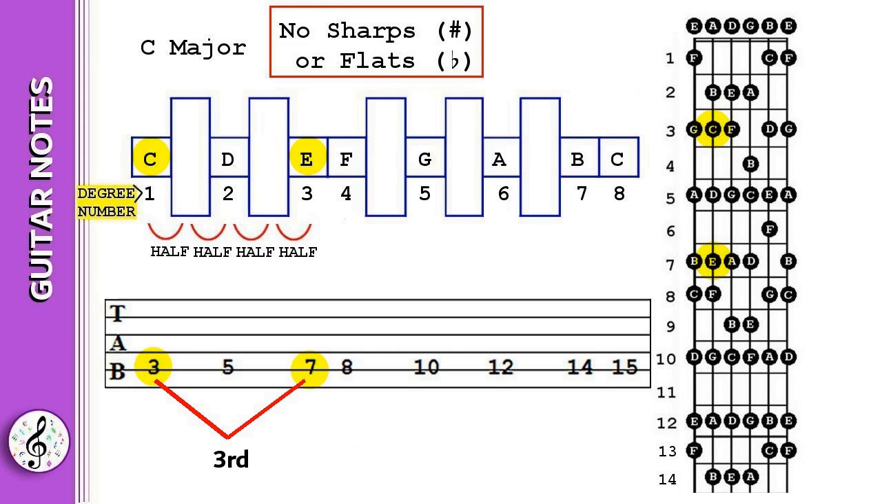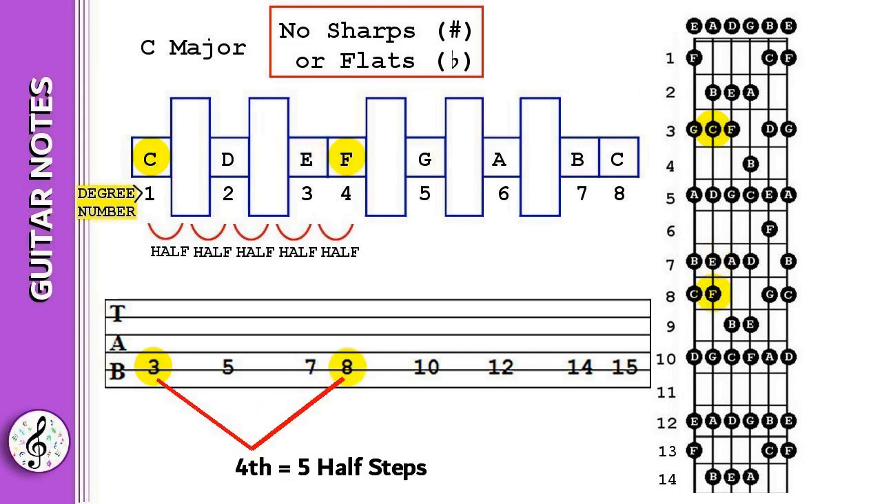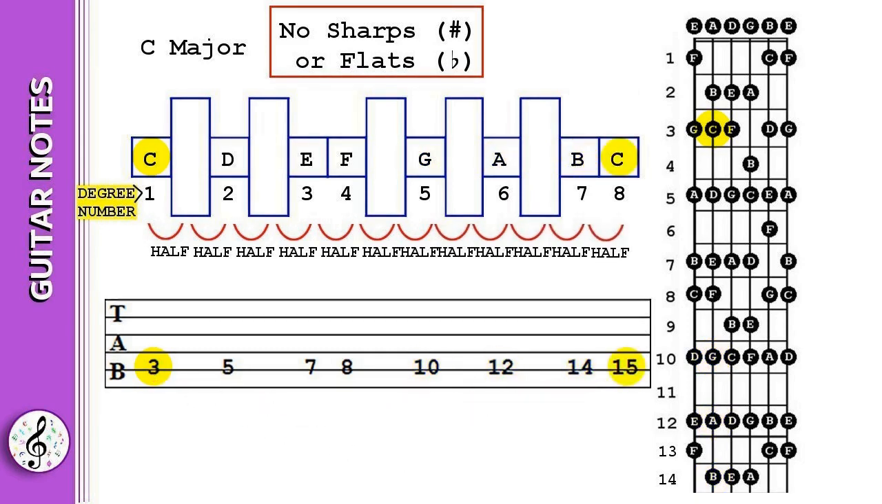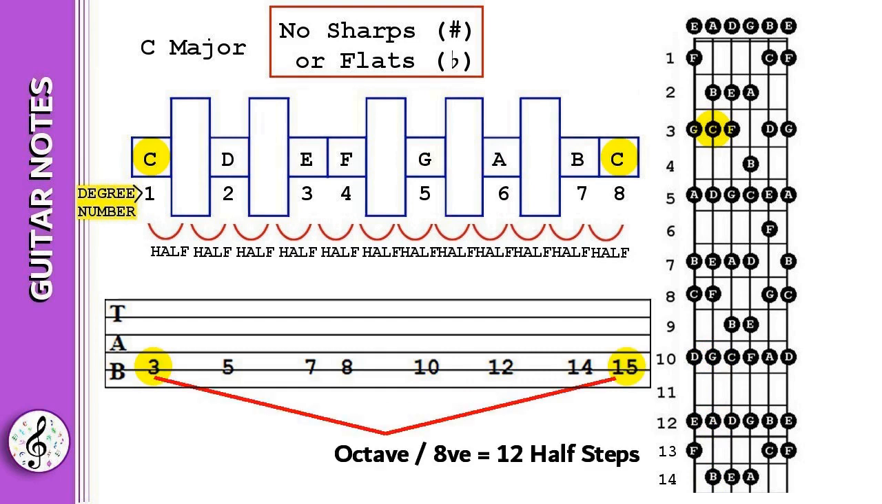The list goes on. We have from C to F is a 4th, from C to G is a 5th, from C to A is a 6th, from C to B is a 7th, and from C to C is an octave.